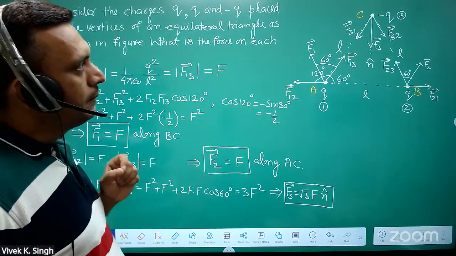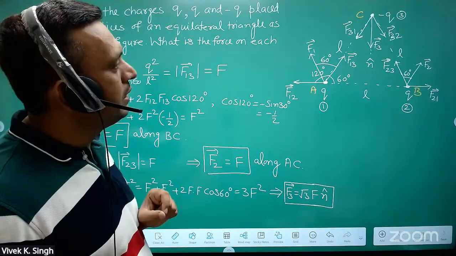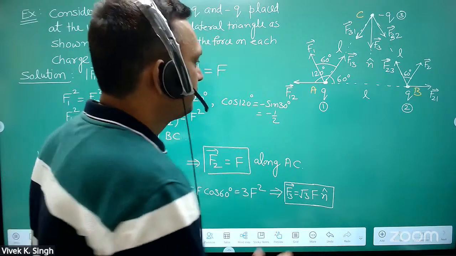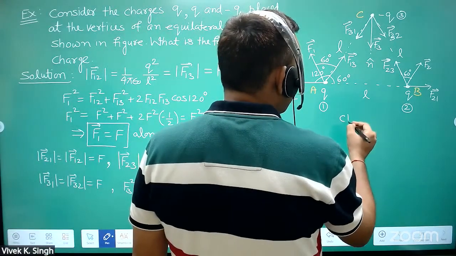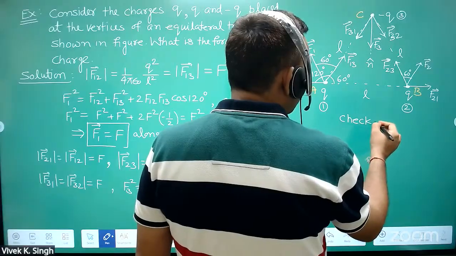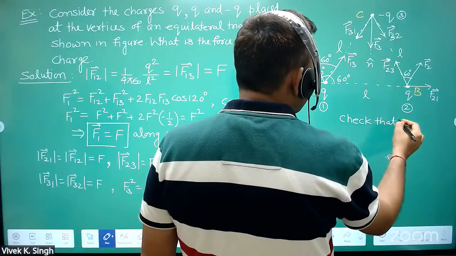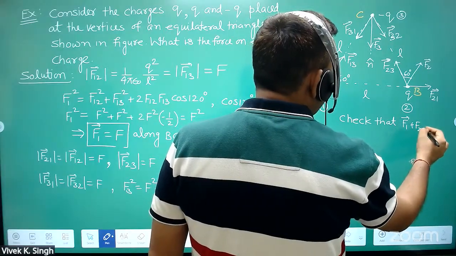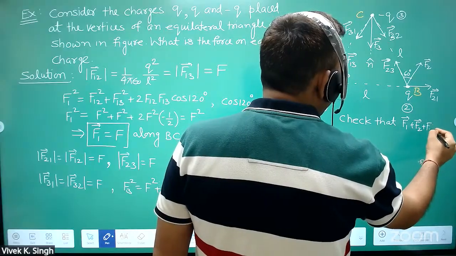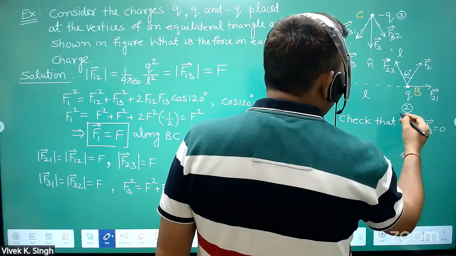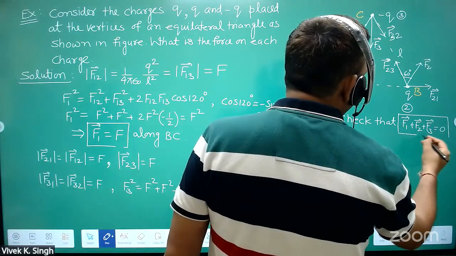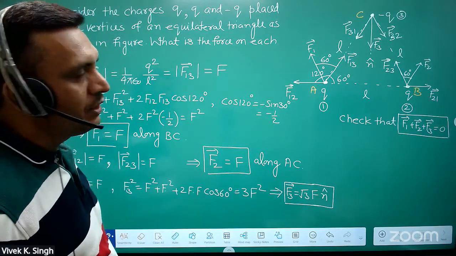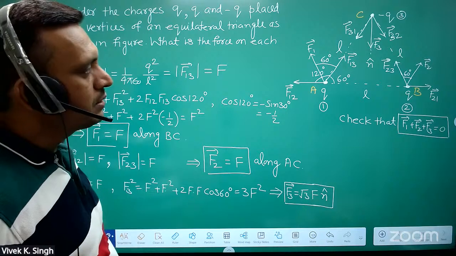Now in this question, there is one important result, that if you add vector sum of F1 plus F2 plus F3 is 0. You can check that F1 plus F2 plus F3 is 0. कैसे चेक करोगे? Check that sum of these three vectors, vector sum is 0.